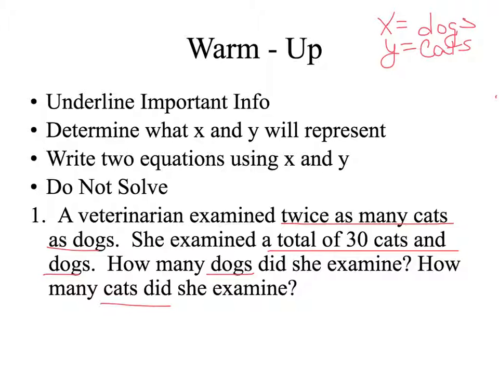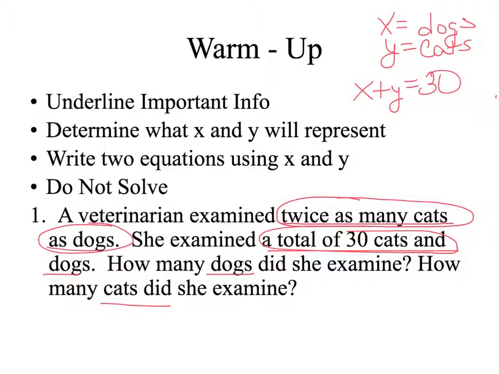We also know that she added a total of 30 cats and dogs together. So x plus y needs to be able to give me my total of 30. That's one of my 2 equations. The second piece of information that I'm told is twice as many cats as dogs. So 2 times however many dogs there would be should give me my total of cats, which is y. And that's all the warm-up was asking you to do. Underline, identify, set up your two equations.